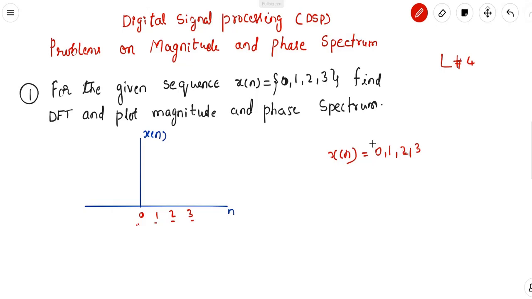These are the amplitudes which have been given here. 0 means the amplitude is 0, so this is the point. 1 means the amplitude is 1. 2 means at n is equal to 2, the amplitude is 2, and at n is equal to 3, the amplitude is 3. So this is the signal x of n, and this is how we can represent x of n. So we'll start solving this problem.